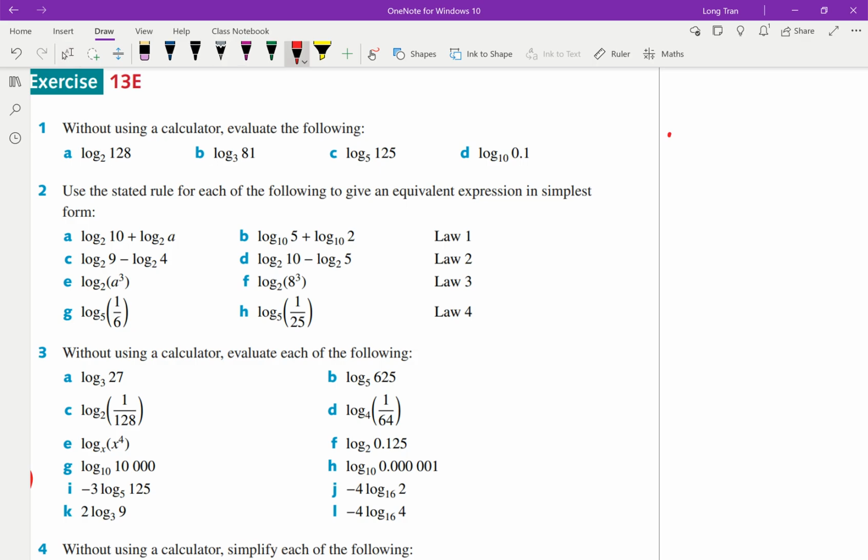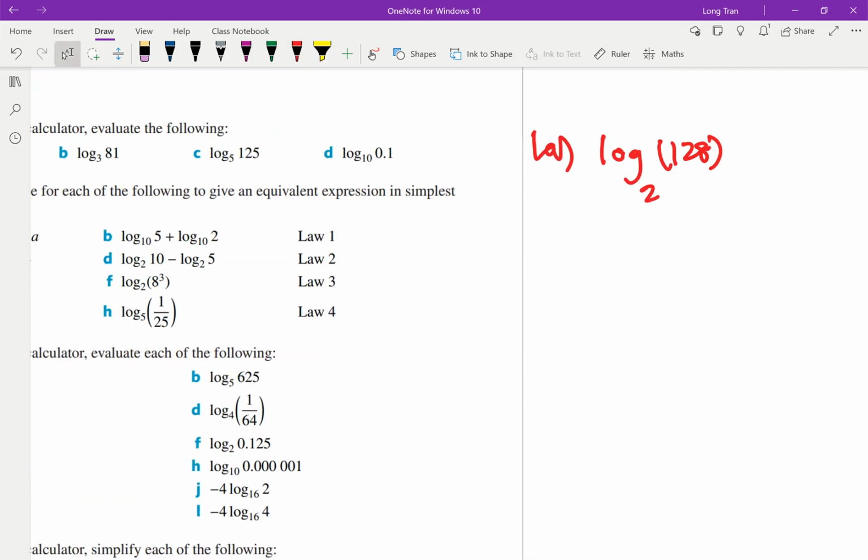1A. It says, without using a calculator, they want you to evaluate log base 2 of 128 without using a calculator. What I want you to think about is, what is this question really asking? What are you trying to figure out? 2 to the power of what equals 128? Very good. So write it down. My advice for you is to write it down: 2 to the power of what will equal 128?